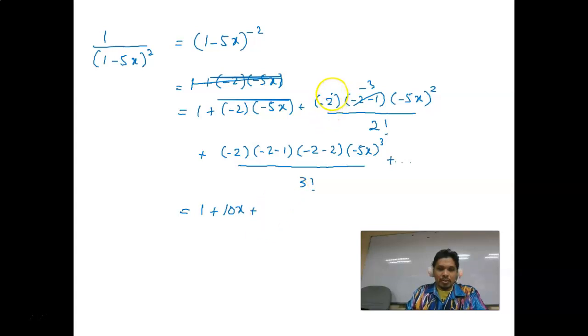okay, so with this one here, negative with negative become positive. Negative 5 squared is also positive, so positive with positive, positive, and 2 divided by 2 factorial. So negative 5 squared is 25 times 3 equal to 75.